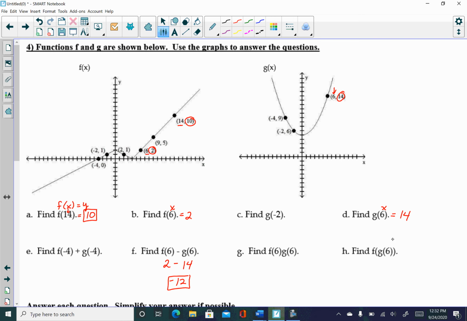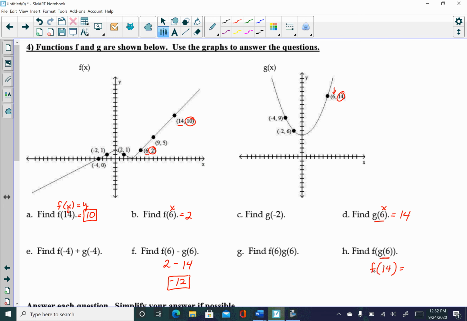Let's look at letter H though. Letter H is a little different. Letter H is a composition of functions. It's read f of g of 6. When you see a composition of functions like this, the rule is that we're going to work from the inside out. So you first want to find out what is g of 6, which we've already found. G of 6 is 14. So we can replace g of 6 here with 14.